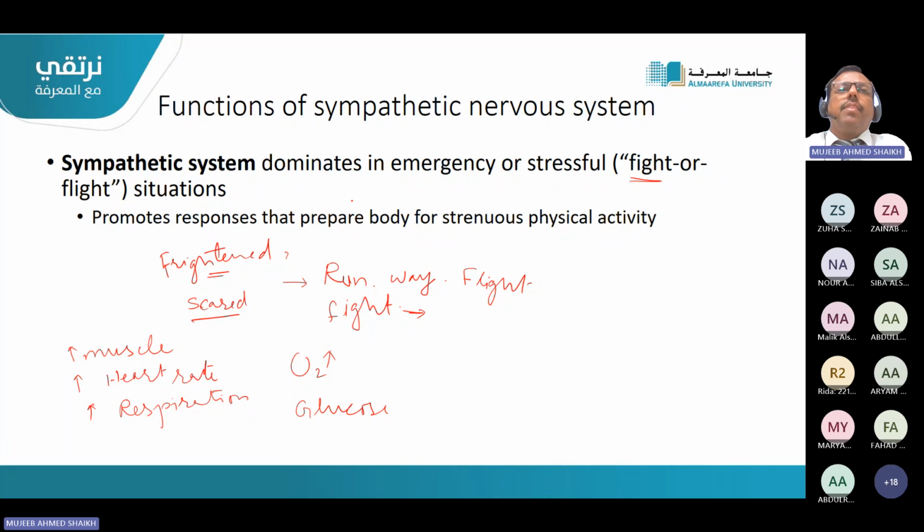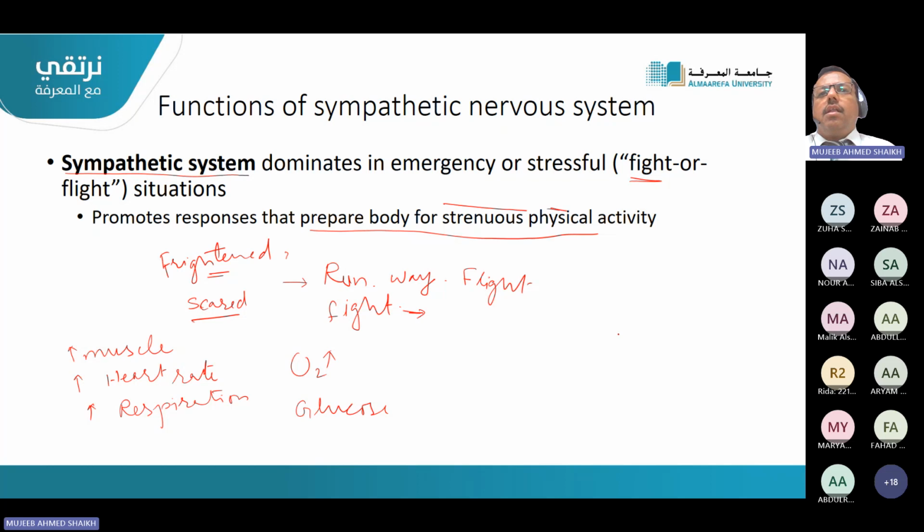Why is it important? It is preparing the body for any strenuous, heavy physical activity, either for fighting or by running away. In both situations, if you want to run fast, you need increased muscle contraction, increased heart rate, increased oxygen supply. Even if you want to face that situation and fight, you require increased muscle power, oxygen supply and energy. That's why the sympathetic system is dominating during fight or flight.